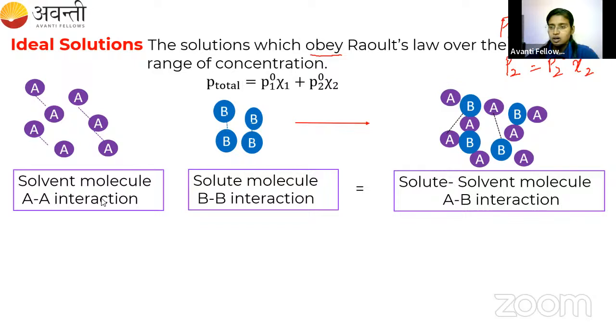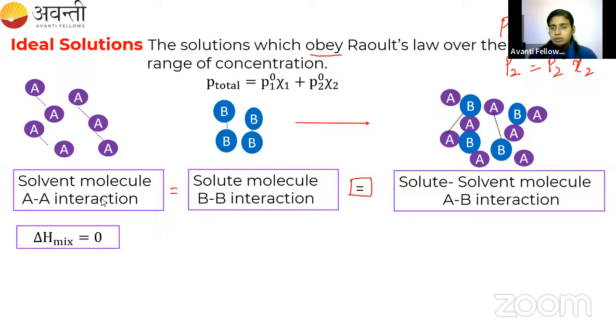Now, if the solution is ideal, then the change in the enthalpy value, which is called delta H, will be equal to 0 because all the interactions are equal. Here you can see the equal to symbol, right? So AA interaction is equal to BB interaction, which is equal to AB interaction. So the initial and the final remain the same. If the initial value and the final value remain the same, and I take the change between those, what will be the answer? It will be 0, right?